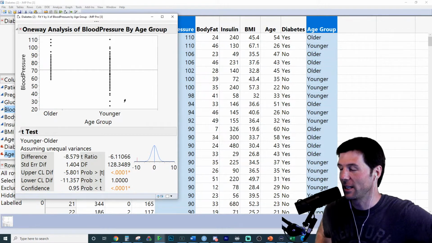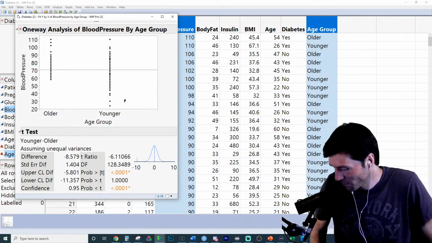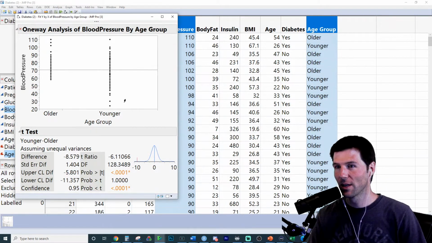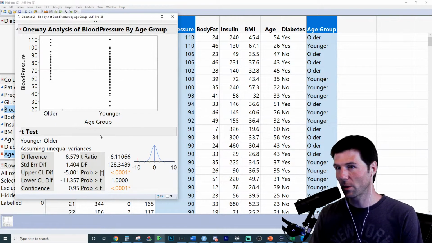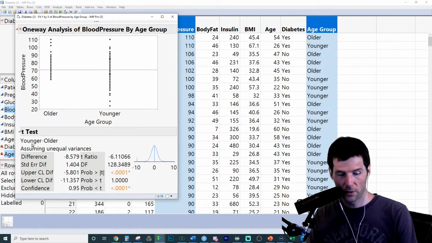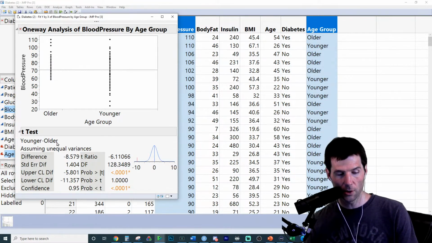And I just did the t-test right there for those wondering in the background. And so keep asking those questions. We do see a difference, a rather large difference here between the groups. There's a difference in blood pressure of 8.5, and it is, let me look here, younger minus older. So older has higher blood pressure. The older group has slightly higher blood pressure by about 8.5.